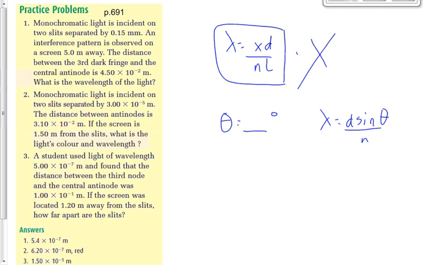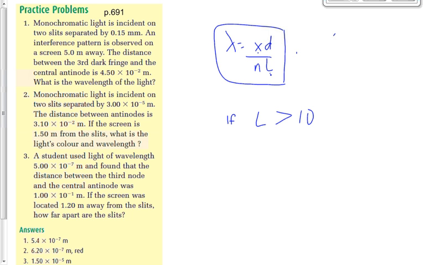So my suggestion is do a quick little check. Do an approximate check. Let's compare L to x. If L is greater than 10 times x, we're good to go. If it's not, then we're not good to go. So literally take the value of x, multiply it by 10. Is L bigger than that? All right, go ahead and use it. If L is not bigger than that, then let's go back to the other equation. Find the angle and use it.